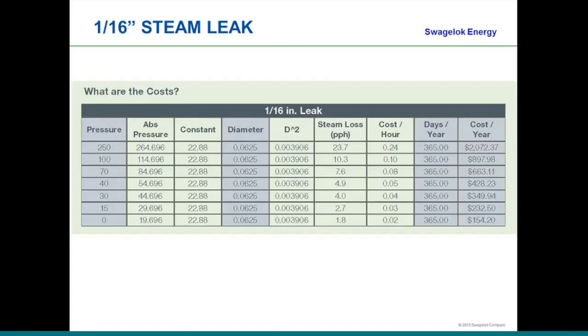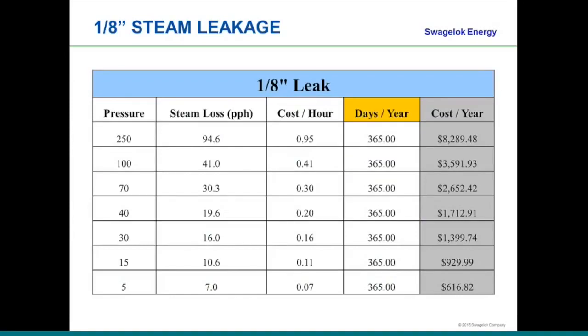So if we take a look at this chart, there's a 1/16 inch leak, 100 psi. The steam loss, energy loss per year is going to be $897. So at 250 psi, $2,000. The thing is that if I go up to 1/8 inch leak and 100 psi, it's $3,591 per year. Also, part of these calculations is the emissions. How much emissions will be saved or stopped if I go out and fix the steam leaks.